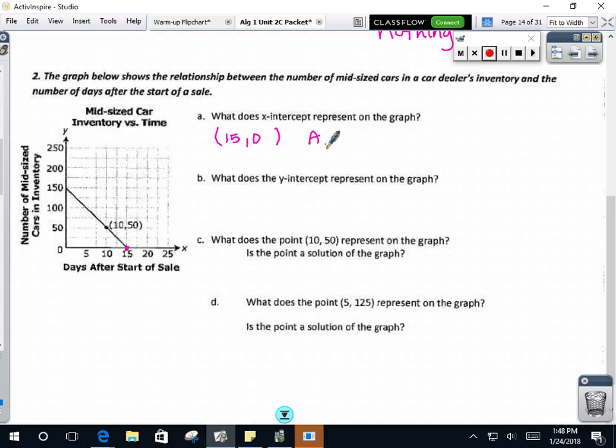Right, so after the sale went on for 15 days, no cars were left. I mean, you could write that several different ways.